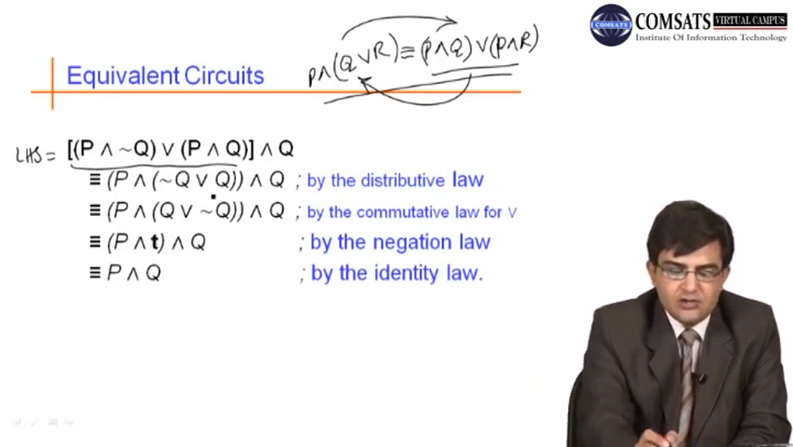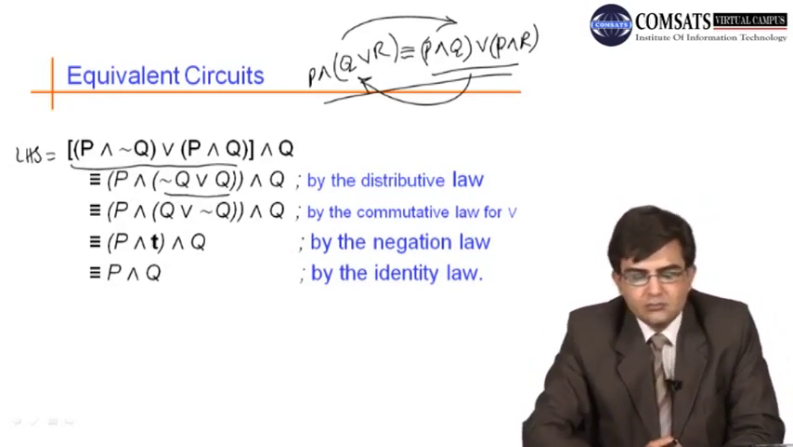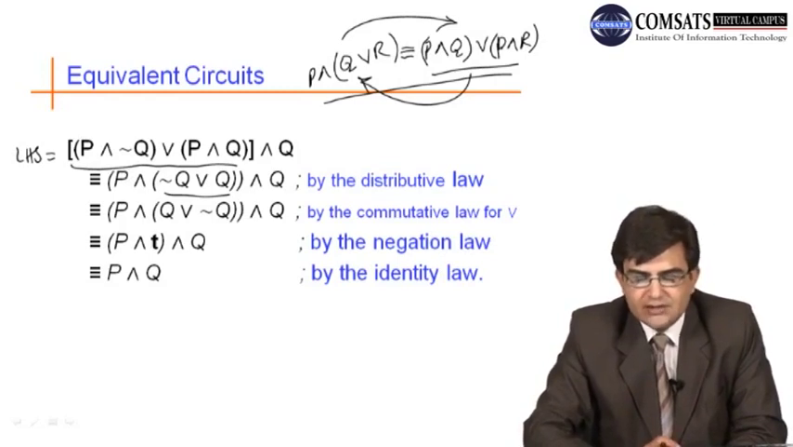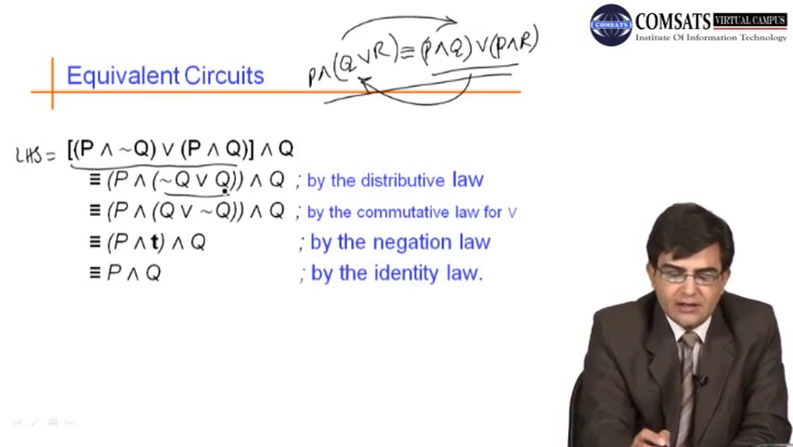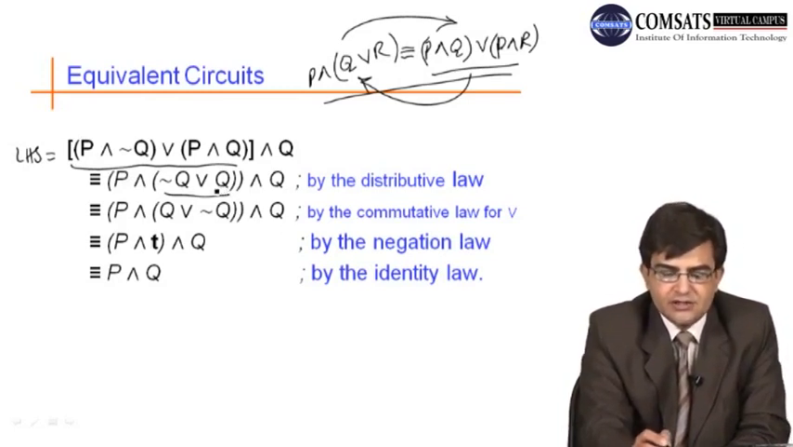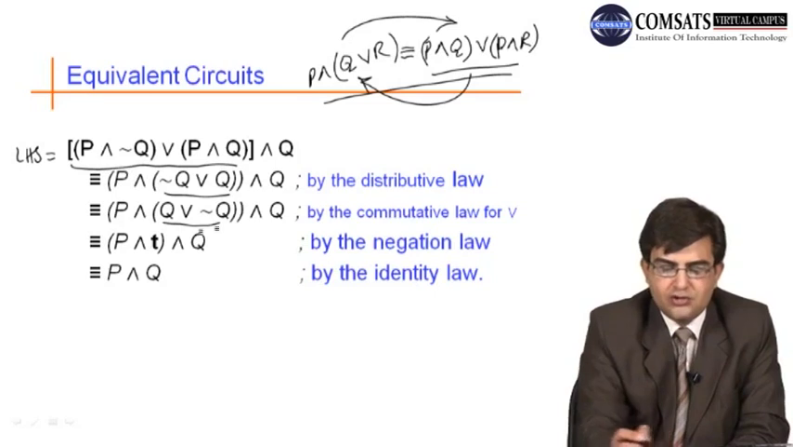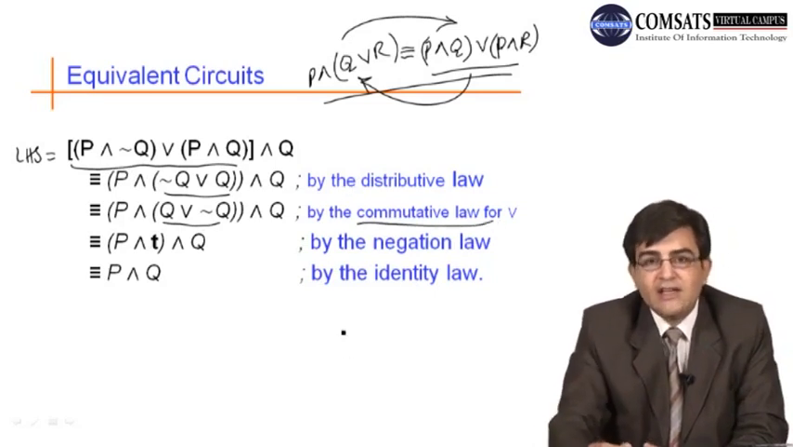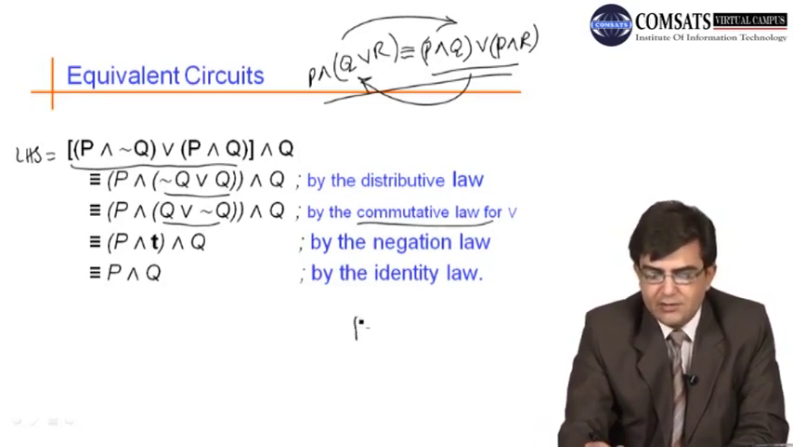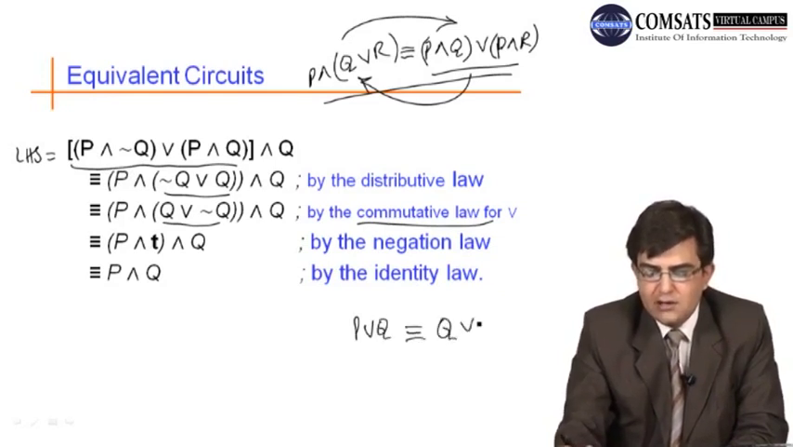Now here we have not Q or Q. Before this we can interchange their positions and write Q or not Q by using the commutative law, as the commutative law says P or Q is logically equivalent to Q or P.